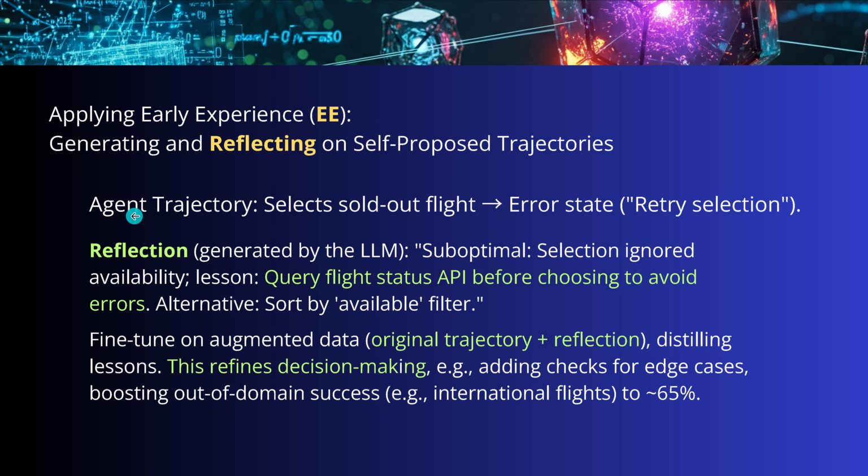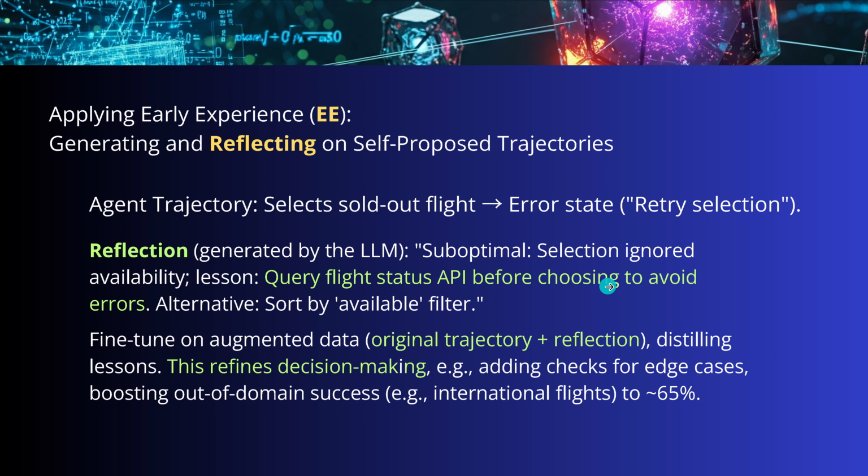So if we now have this feedback from the environment, we get a self-reflection generated by the LLM, and it says, okay, this was suboptimal, no? The selection ignored the availability at first. So what is the lesson the AI learned? Query the flight status API before choosing to avoid the errors. Or an alternative, activate, for example, a filter: only flights that are available for my region.